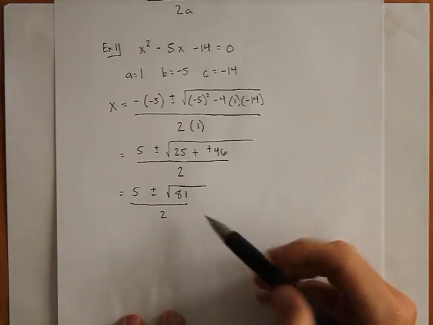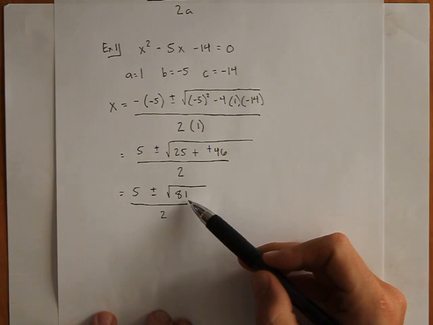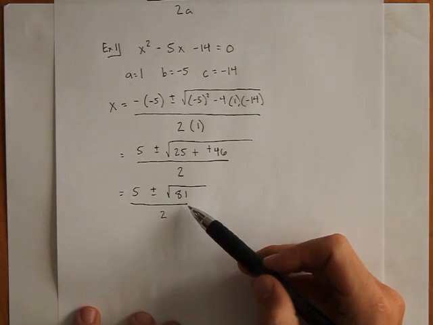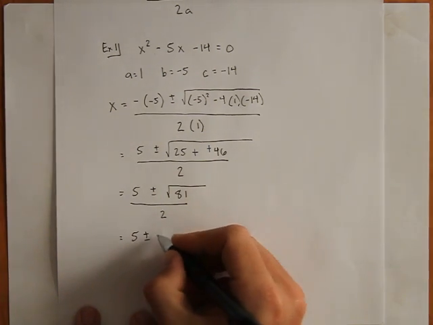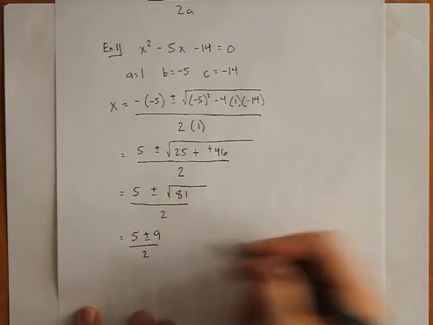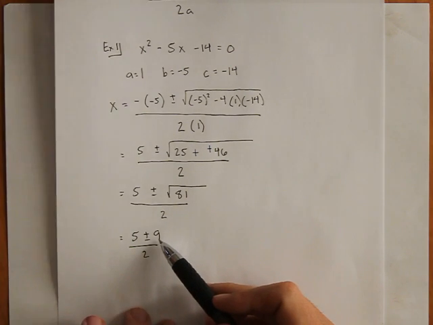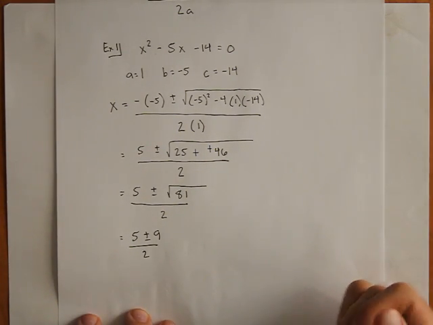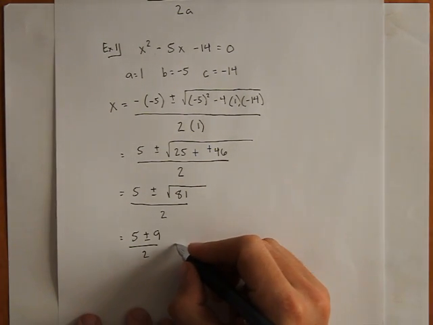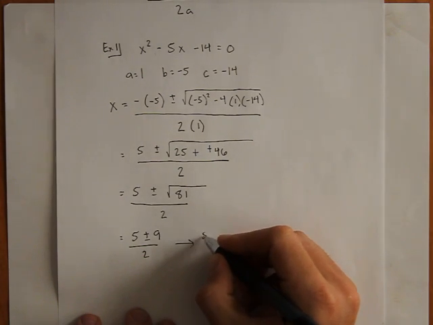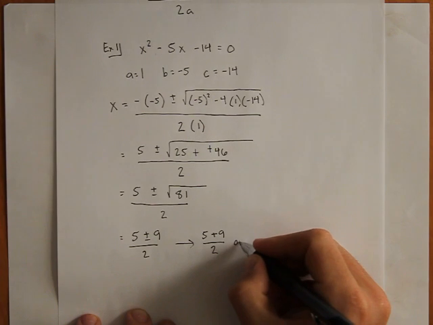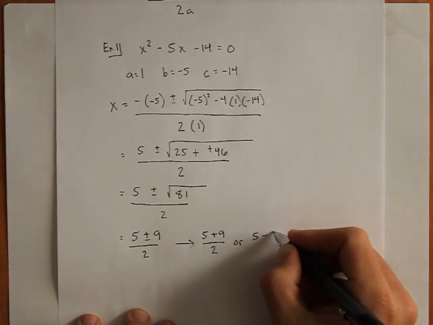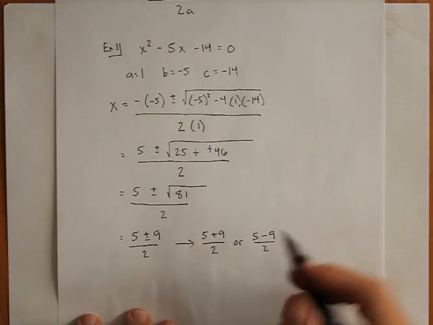This one actually works out quite nicely. I can break down the square root of 81. The number times itself that equals 81 is going to be 9. So I'm going to get 5 plus or minus 9, all over 2, and anytime I can combine terms and simplify, I should. So that means that I'm either going to have 5 plus 9 over 2, or I'm going to have 5 minus 9 over 2.